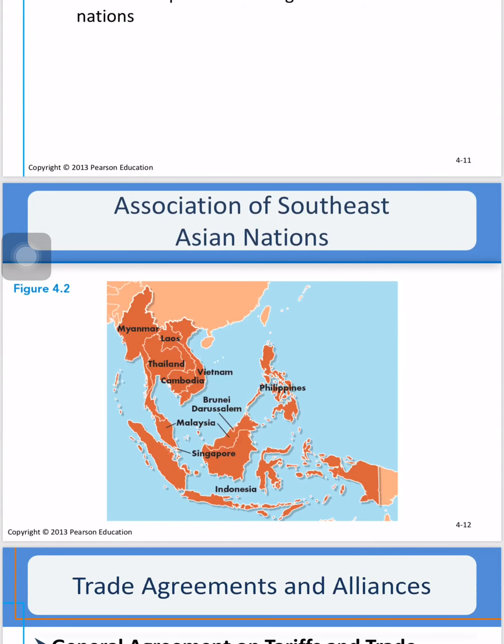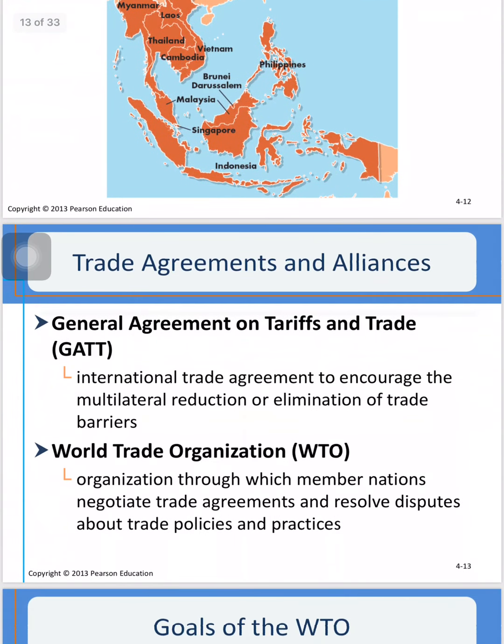Okay, next are the trade agreements and alliances, in particular the General Agreement on Tariffs and Trade.